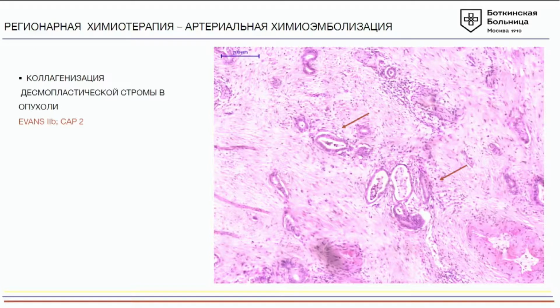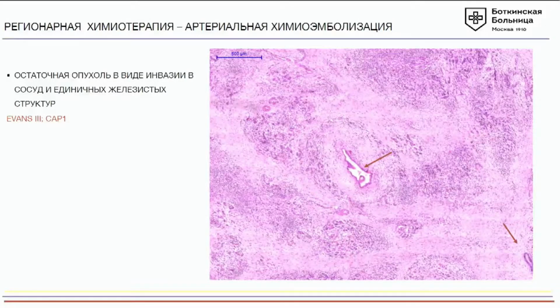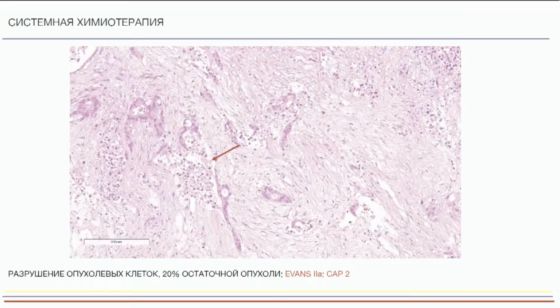And what was the appearance after this delayed pathomorphosis after chemoembolization? Here you can appreciate the reduction of cellularity, and the stroma itself also changed. In fact, it's not quite desmoplastic. Instead of ischemic damage and inflammatory flood, we still see restoration of stroma by the collagenization principle. There were few cases of good response, which is Evans 3-1, when the tumor cells were single, and we could appreciate vascular invasion, and the arrow shows singular tumor complexes.